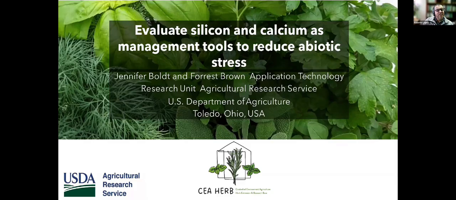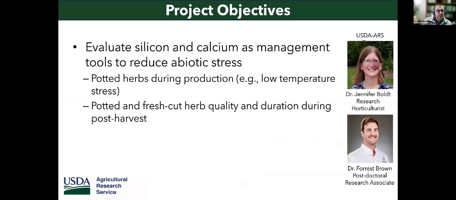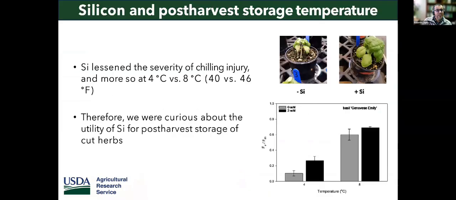Okay, the next part is looking at silicon and calcium to help with abiotic stresses. So this work is being conducted by Jennifer Bolt and Forrest Brown at the USDA. So they want to determine if silicon and calcium can be used to reduce stresses such as chilling injury, low temperatures, especially in basil. And they want to look at this in both potted as well as fresh cut herbs.